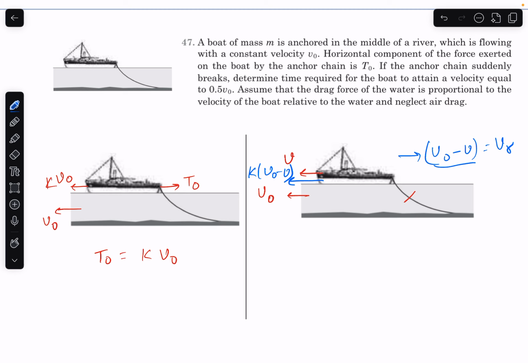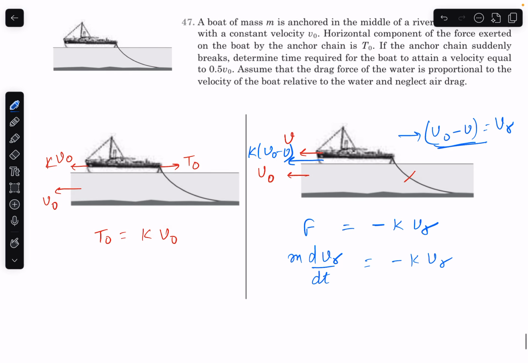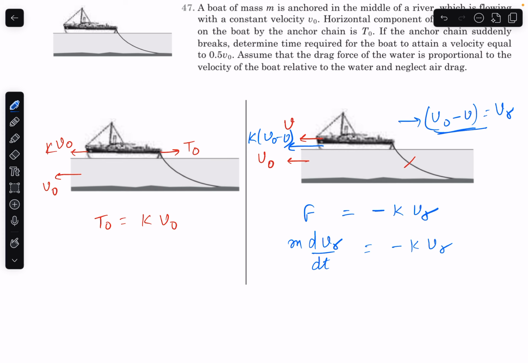So we can say that the force is equal to k times v relative, and if we write this drag force, since it is decreasing v relative, a minus sign will be there. So F can be written as mass into acceleration, m dv by dt, where this v is relative, and on the right hand side this will be k into vr. Remember, vr is v naught minus v, the speed of the boat relative to the river.